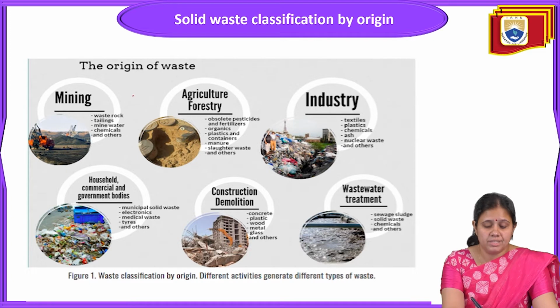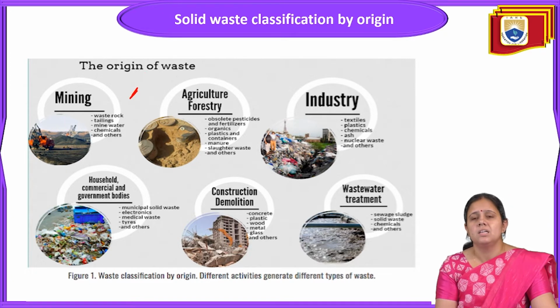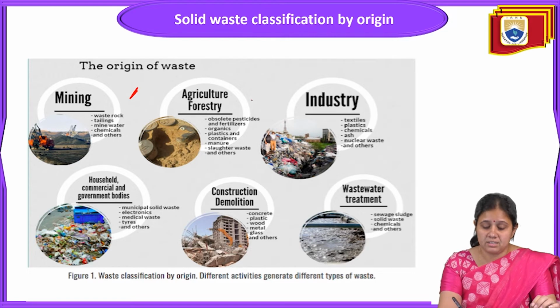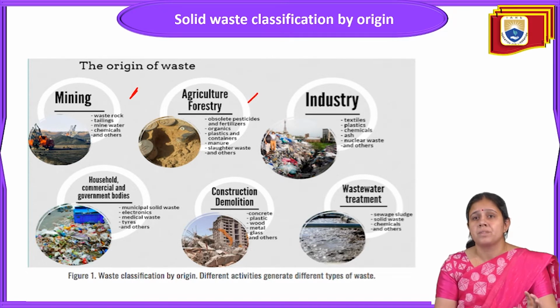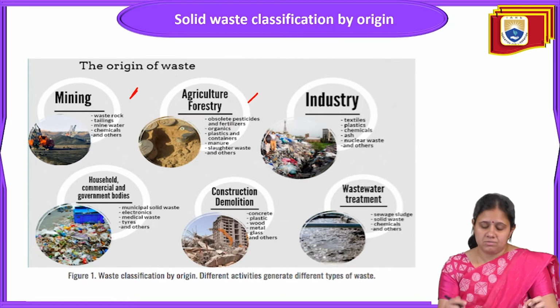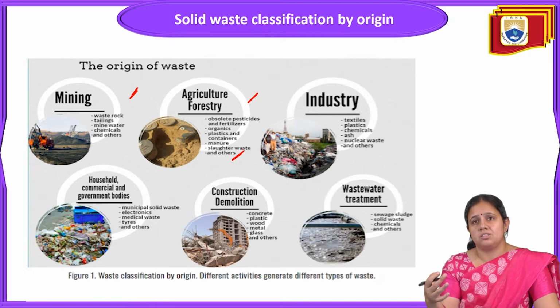As we discussed, mining waste originates from mining activity, like waste rock, tailings, mine water, chemicals and others. All these are called mining waste. Next is agriculture or forestry waste, such as obsolete pesticides. The nature of this agriculture waste is, first, pesticides and fertilizers. Next are some organics, like leftover and food residue. Next are plastic and containers, manures, slaughter waste and others. All the waste coming from agriculture and forestry activity is basically organic in nature.